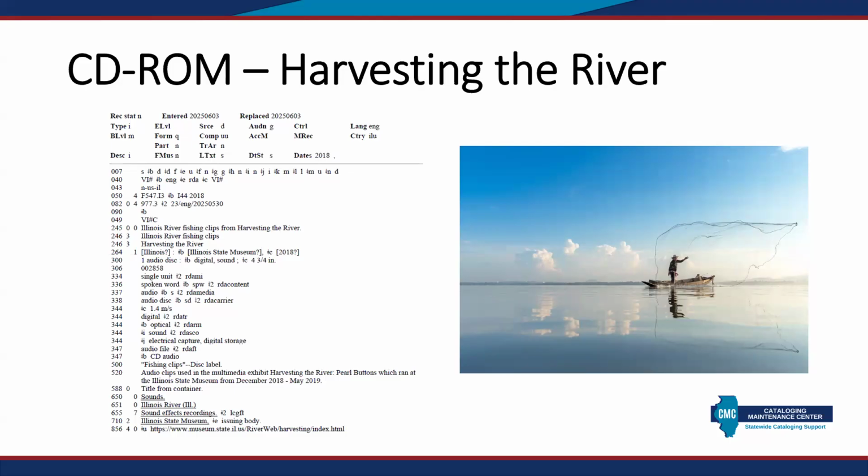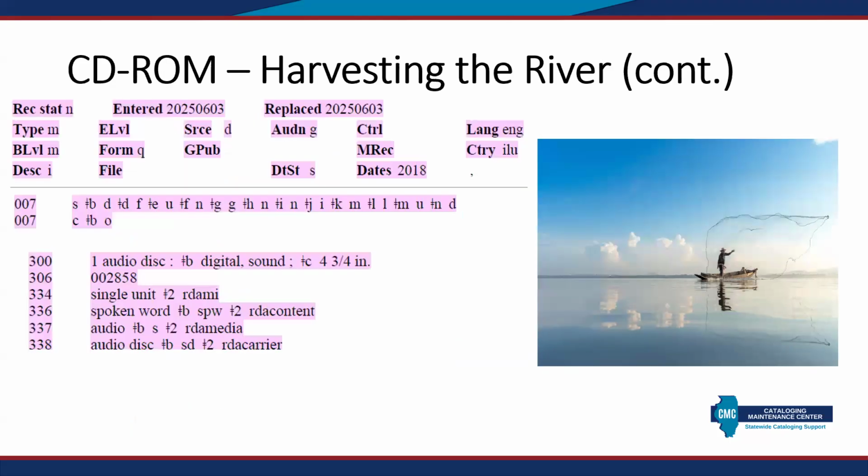Remember, though, it is on a physical disc. It is still considered a direct access electronic resource. So let's take a look at our specific fields. Okay. So type in our fixed fields is M for computer file. Let's see, the form, again, is Q for direct electronic, since a computer is needed to access the files.